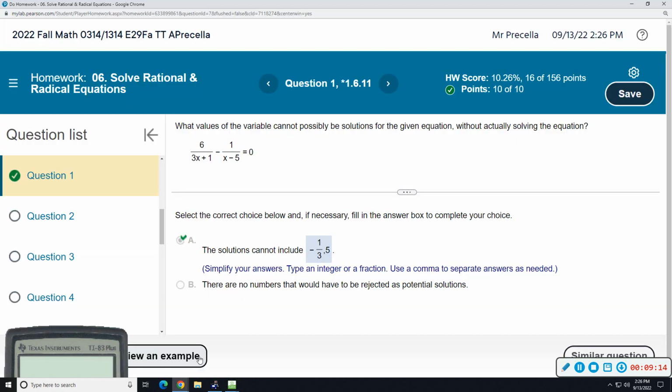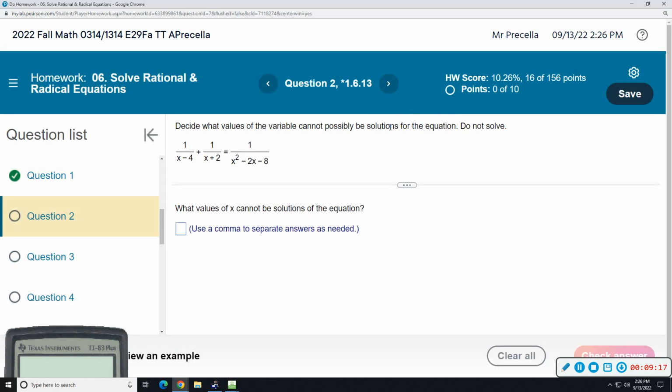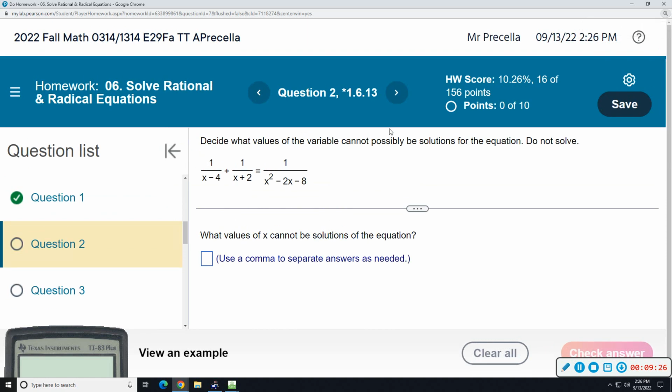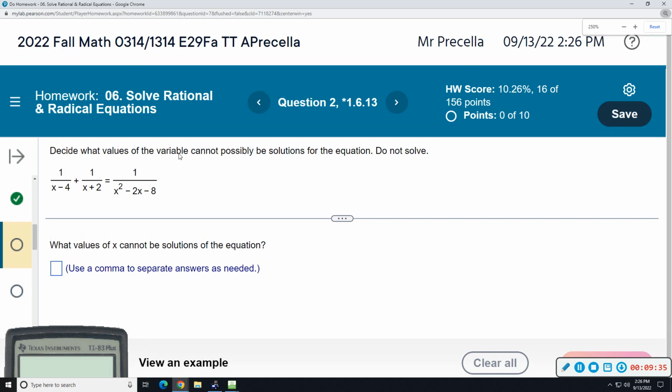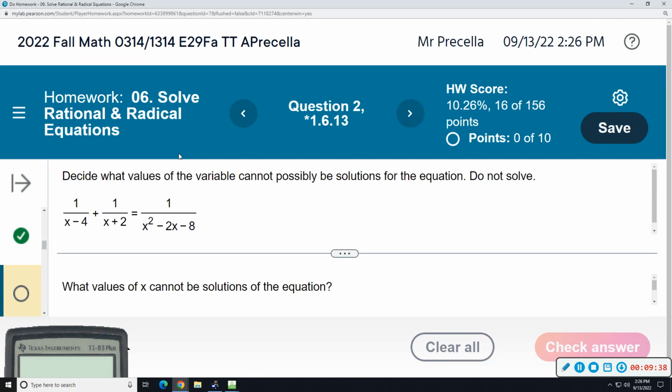And number 2, I think, has the same instructions. It looks a little worse though, but it's really not that bad a problem. Let me blow it up so y'all can see it easier. 1 over x minus 4 plus 1 over x plus 2. I don't know why they keep having just ones, numbers alone up on top. It could be anything up there on top. It doesn't just have to be a number. They could have a variable stuck on there. So this one, you don't solve it. Is that a plus? No, it's a minus. See? Just what numbers can't be solutions.